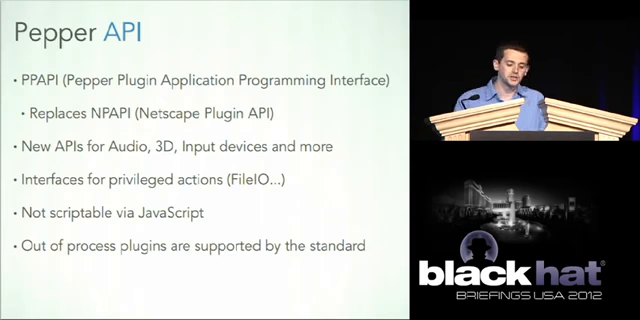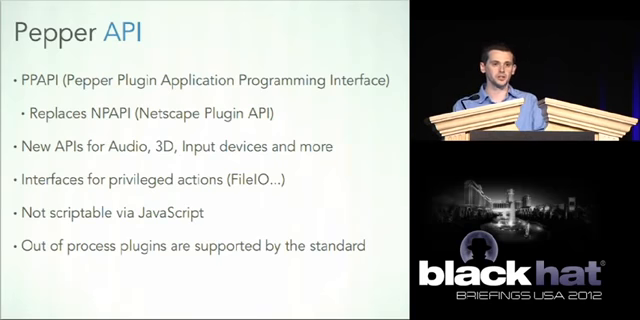So there's new APIs for things like audio and 3D and input devices, and there's privileged interfaces for things like file I/O. And in a properly sandboxed web browser, a privileged interface like file I/O wouldn't be handled by the browser itself, right? It'd be passed off to a privileged component like the Chrome broker process to go and then open that file and then send things over some channel.